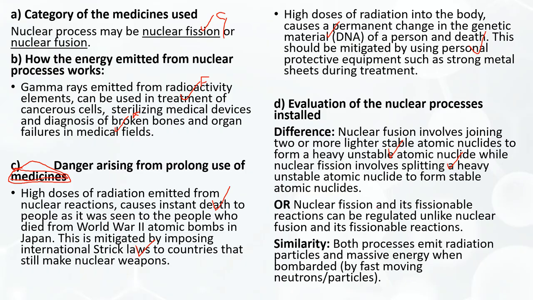Nuclear fission reactions can be regulated, unlike nuclear fusion reactions. So you can use this, or you can use the other. What you want is 1 point showing the differences between the two. Now, similarity. Both processes emit radiation, particles, and massive energy when bombarded by fast-moving electrons.